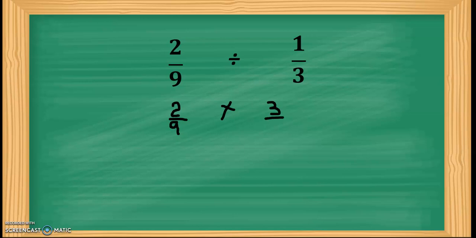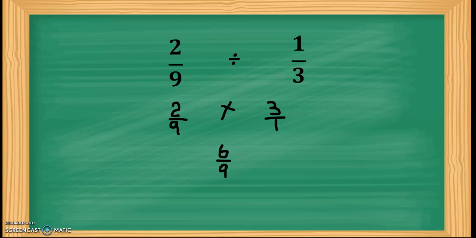And then multiply. Sorry, when I multiply 2 times 3, I end up with 6. And I multiply 9 times 1, I end up with 9.